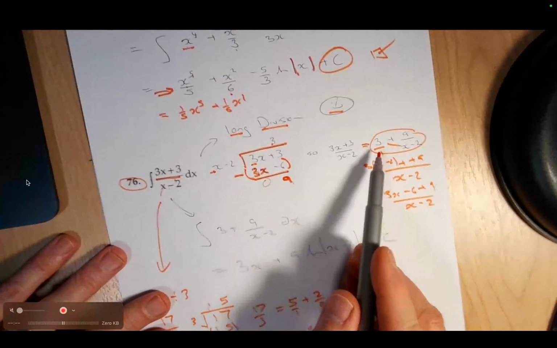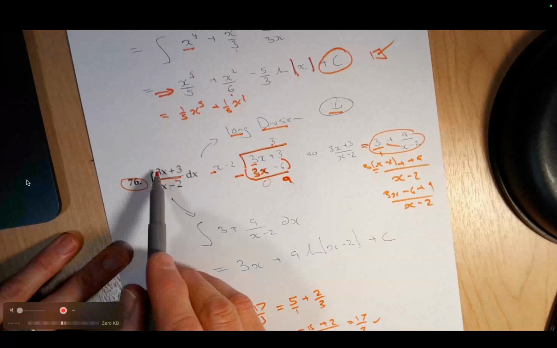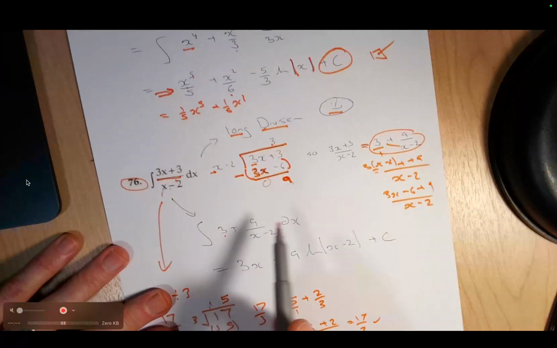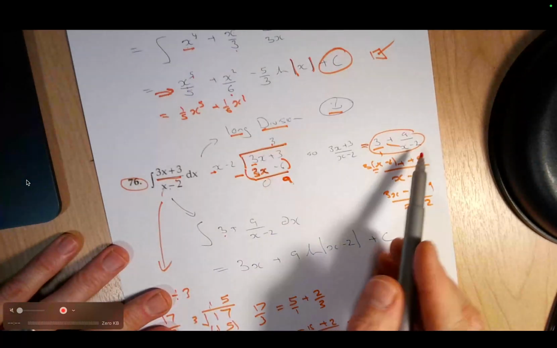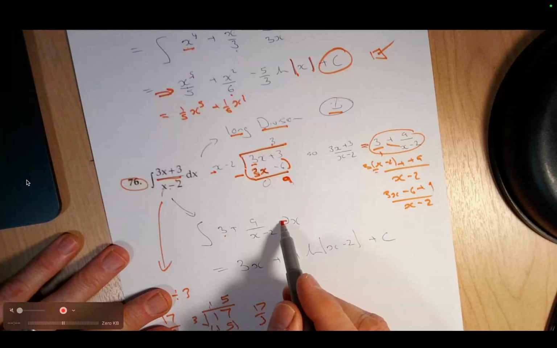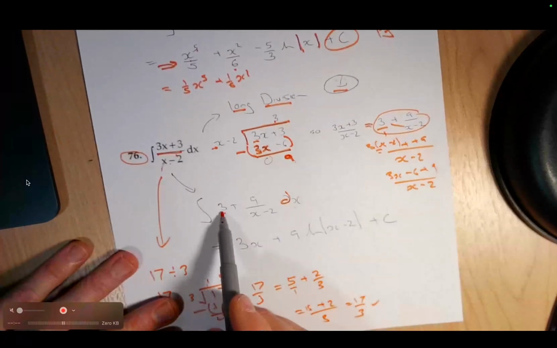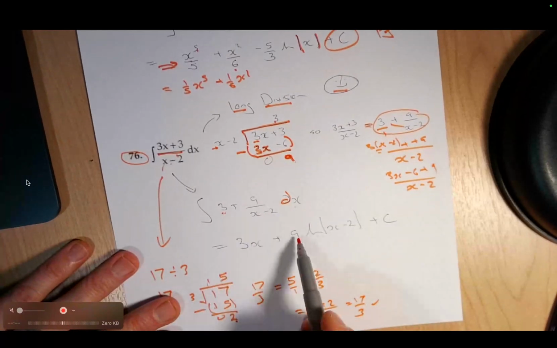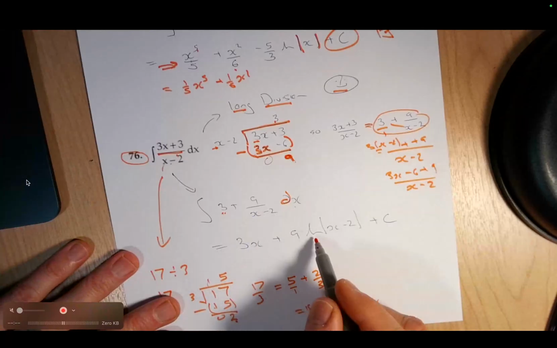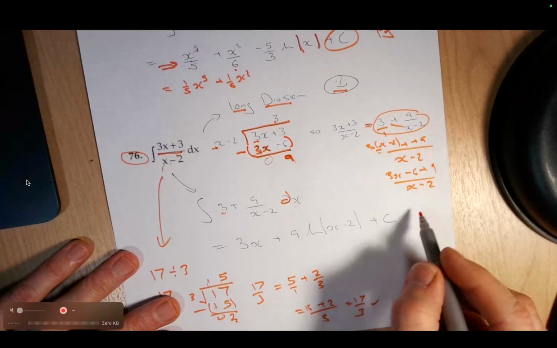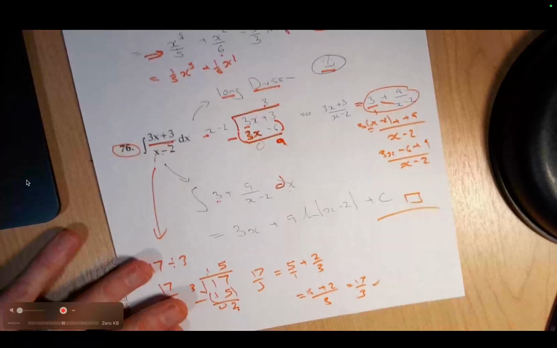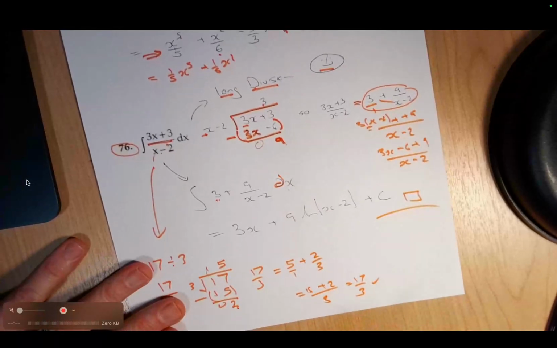So the whole objective is to get that, and then we're going to rewrite this as the integral of 3 plus now 9 over x minus 2, and integrate with respect to variable x. So this becomes 3x. This thing here, 9 pops out, natural log of x minus 2, and plus c. That is your answer. Cool.